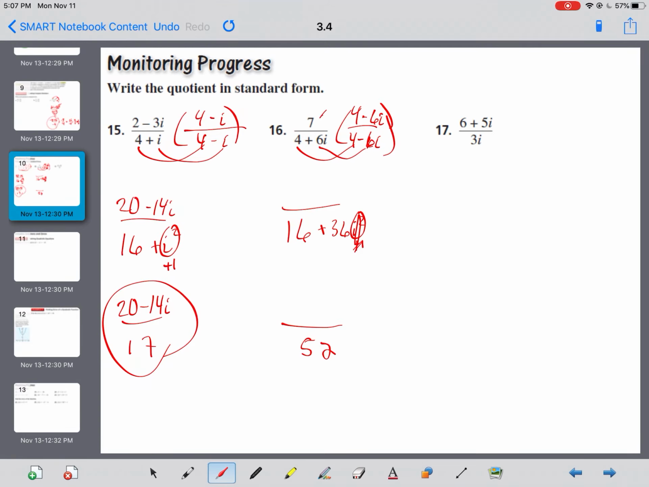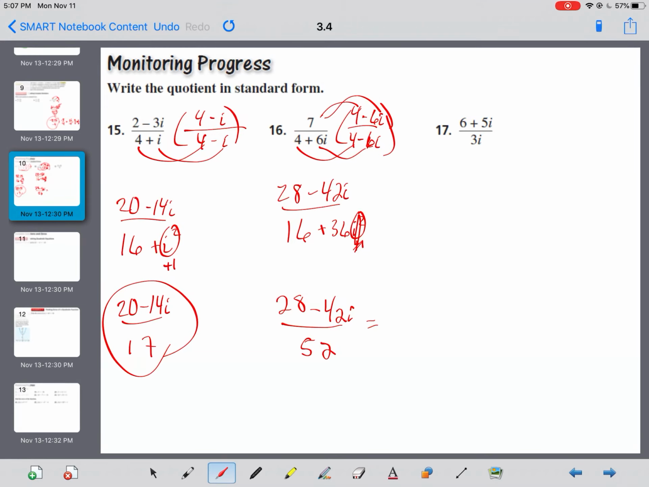46, so 52. 7 times 4 is 28. And 7 times negative 6i is negative 42i. Now, here's something special. 28 and 42 and 52 all can divide by at least 2. So we should simplify it down.